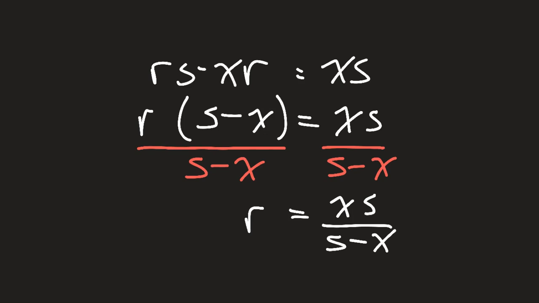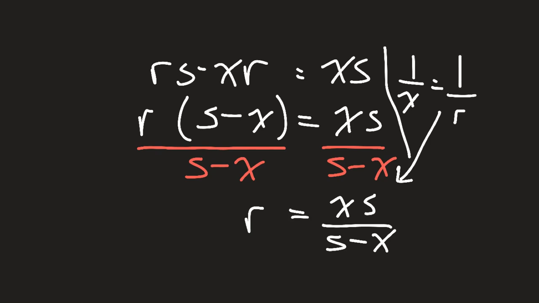So there's r isolated, and if you want to review, I'll draw the original equation. It was 1 over x equals 1 over r plus 1 over s. And that is how you can isolate for r in that one. How's that for some tricky math? Hope you enjoyed. Take care.